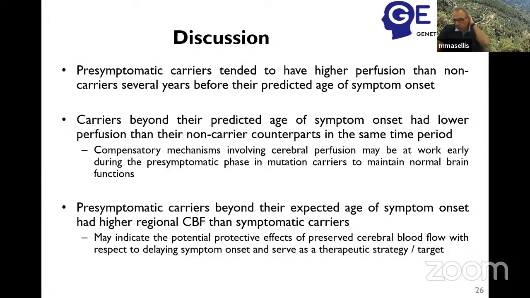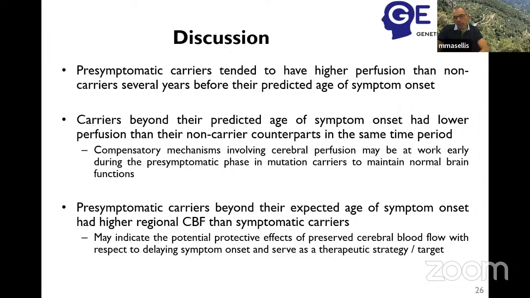So we hypothesized that there may be compensatory mechanisms involving cerebral perfusion at work early during the pre-symptomatic phase in mutation carriers in order to maintain normal brain function. So this is akin to having increased connectivity on resting state fMRI in, for example, ApoE4 carriers when they're very young. And then this starts to reverse and break down as they get older, which is what we're hypothesizing here with blood flow.